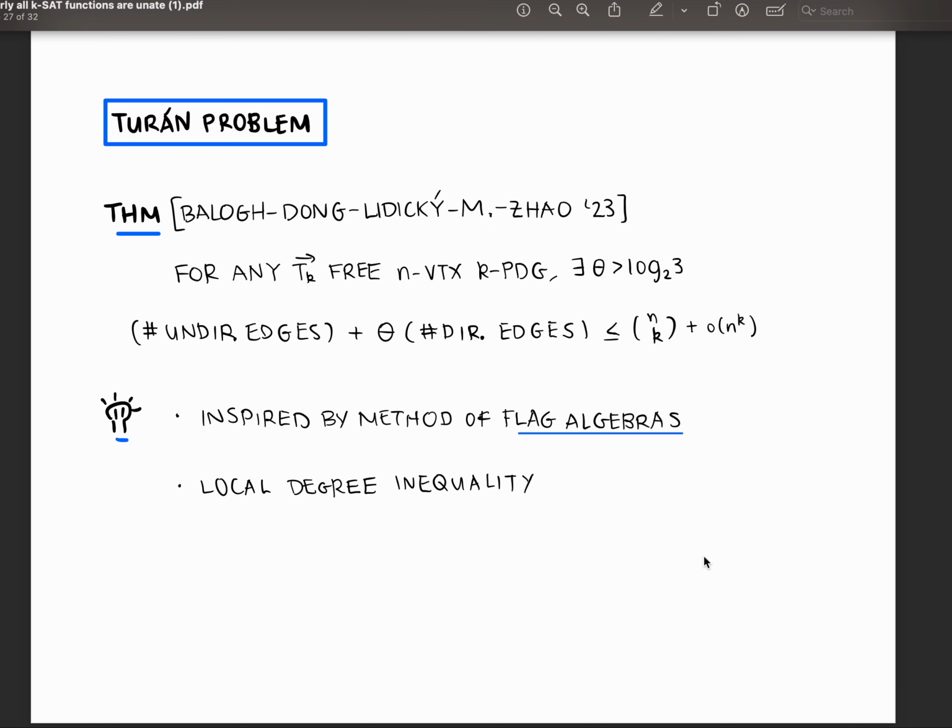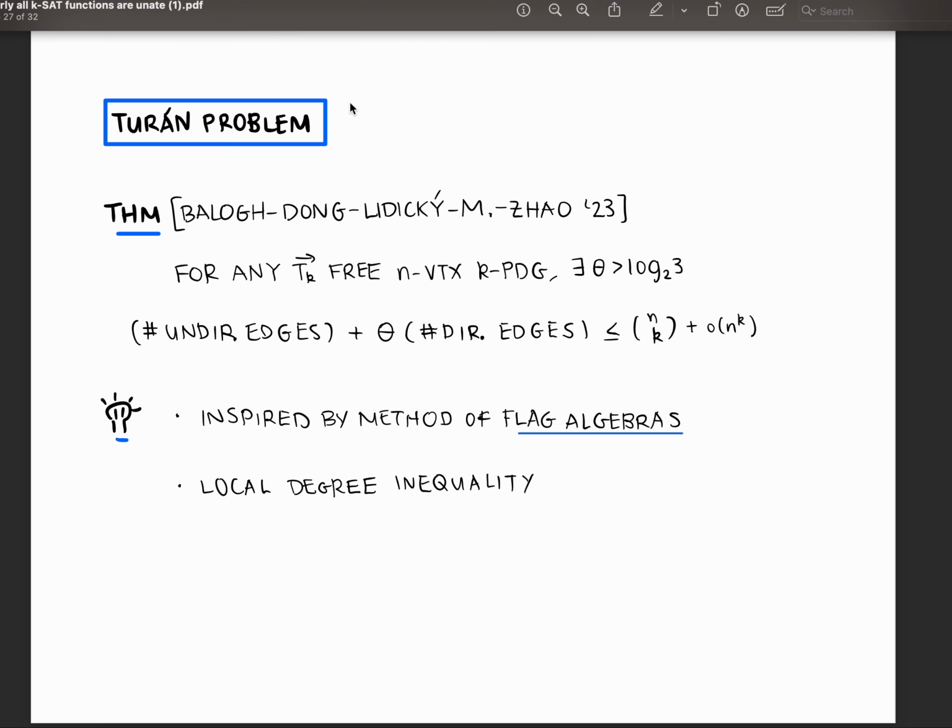So the Turan problem that we answer is the following: if I have a TK-free KPDG, the number of undirected edges plus theta times the number of directed edges is at most n choose k for some theta that's bigger than log base 2 of 3. So this might at first seem like a weird extremal question, but I'm going to actually argue that it's very natural. The reason is that if I want to take a TK-free n-vertex KPDG, my TK is like a triangle with one directed edge. So I could just take a complete hypergraph where all the edges are undirected. So that's not very interesting.